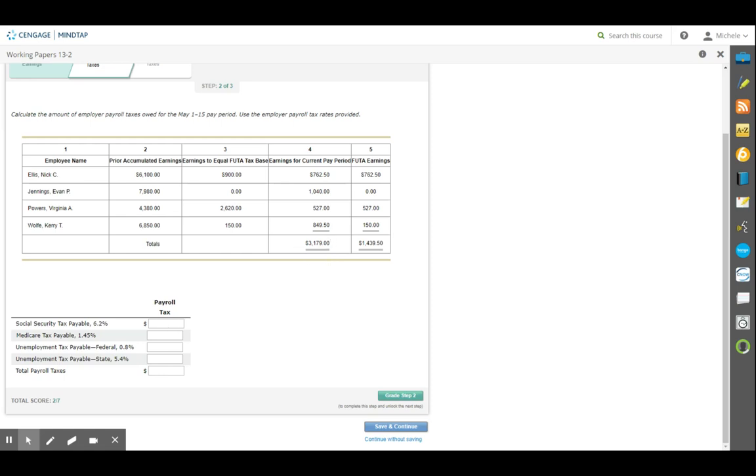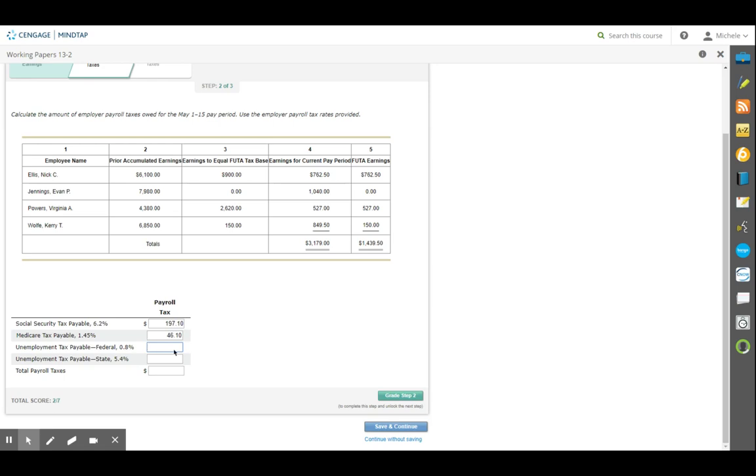The total down here, I'm going to take $3,179 times 6.2%. And I want you guys to try it just to make sure you get the same number I do, but I got $197.10. Okay, Medicare, same thing. We're going to take earnings for the current pay period, and we're going to multiply by 1.45%. I got $46.10. Be sure you double check and see if that's what you got. If not, see what happened there.